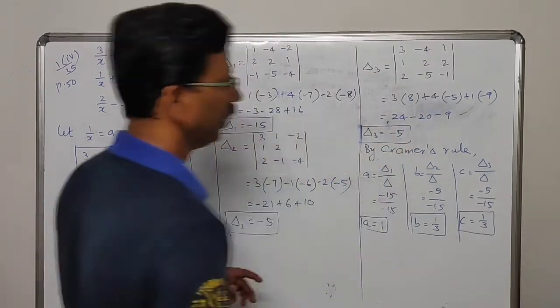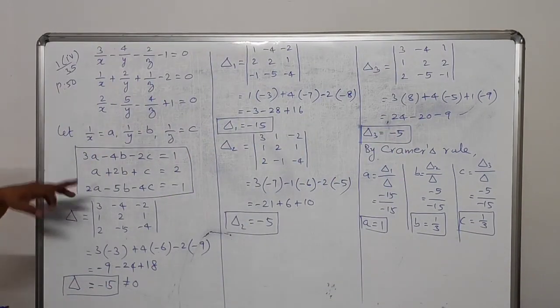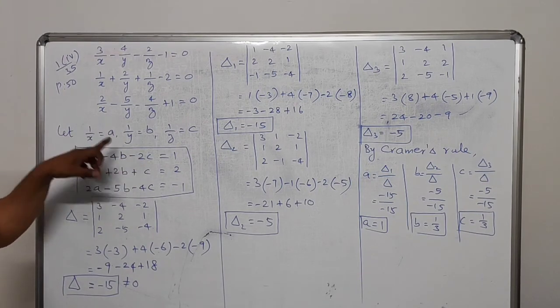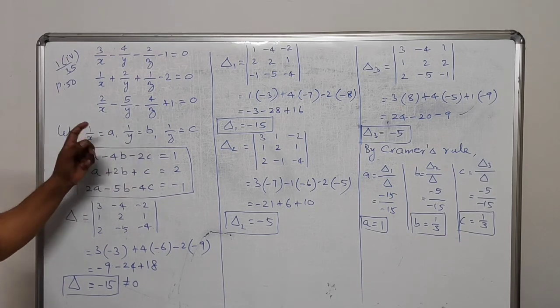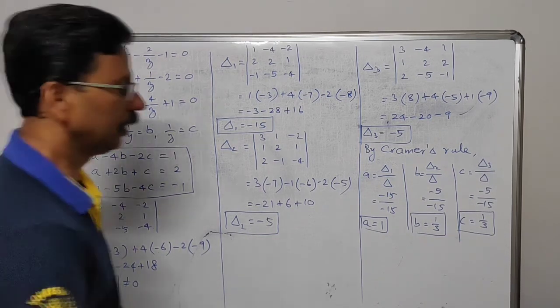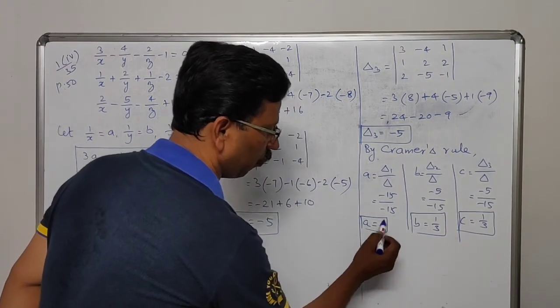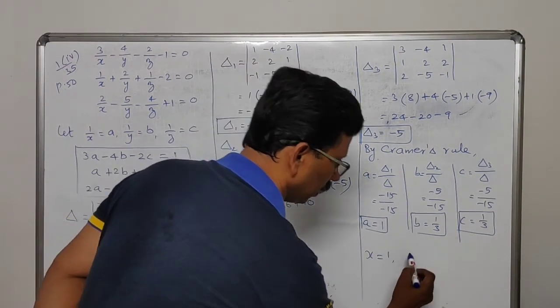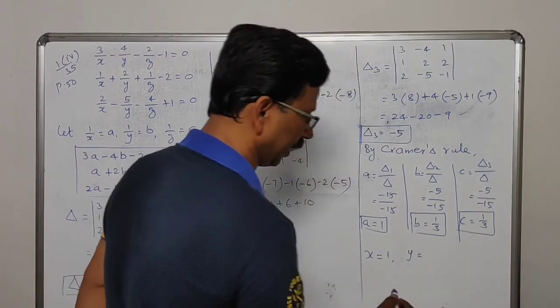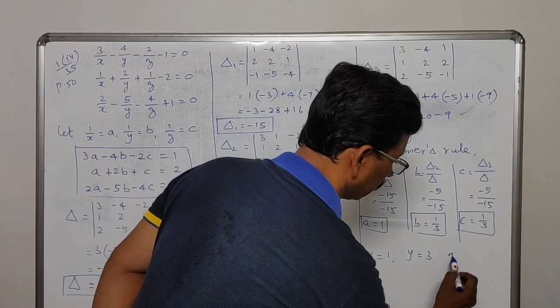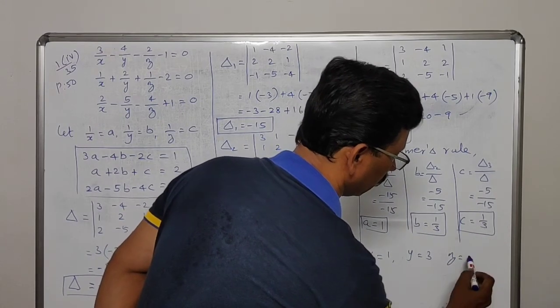We found the values of a, b and c. But here this x and a are reciprocals of each other. Similarly, to find the values of x, y, z, we have to take reciprocals of a, b, c. Therefore, we can say x is equal to reciprocal of 1 is 1. Reciprocal of b is y, that is y is equal to 3. Then z is equal to reciprocal of 1 by 3 is 3.